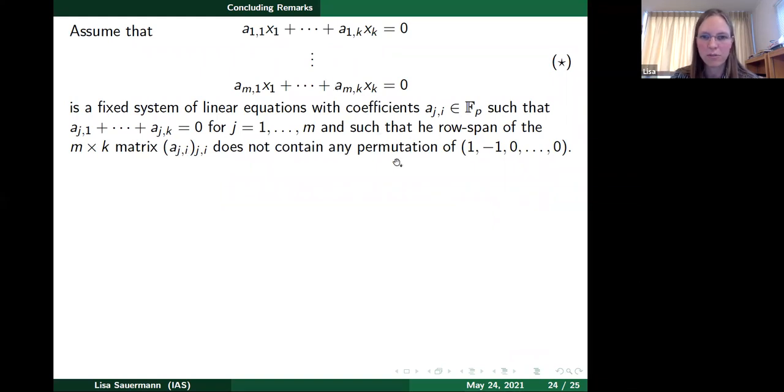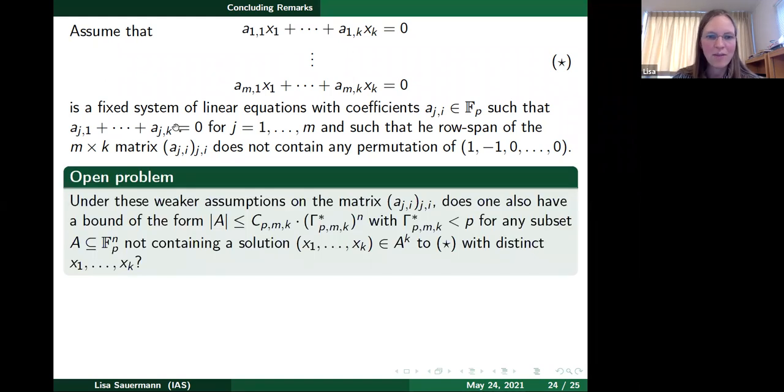The row span of the matrix shouldn't contain any permutation of 1, -1, 0, and so on, 0. And each equation should have coefficients summing up to 0. Then I think it would be very tempting to ask whether the statement in our main theorem still holds under these weaker assumptions. So one can ask whether one still has a bound of the form |A| at most C times gamma star to the n for some gamma star strictly smaller than p, if A is a subset without a solution with distinct variables.